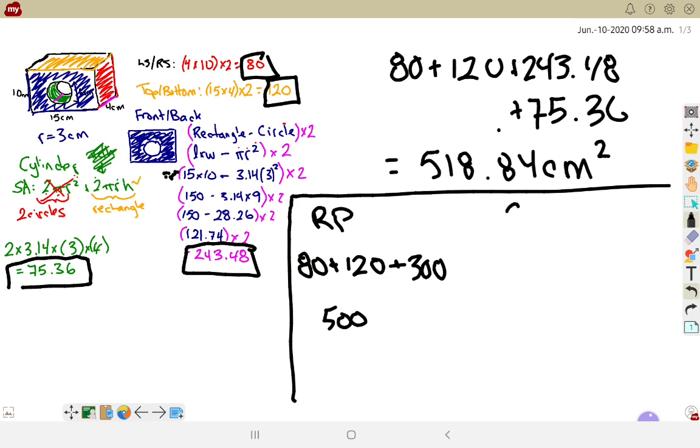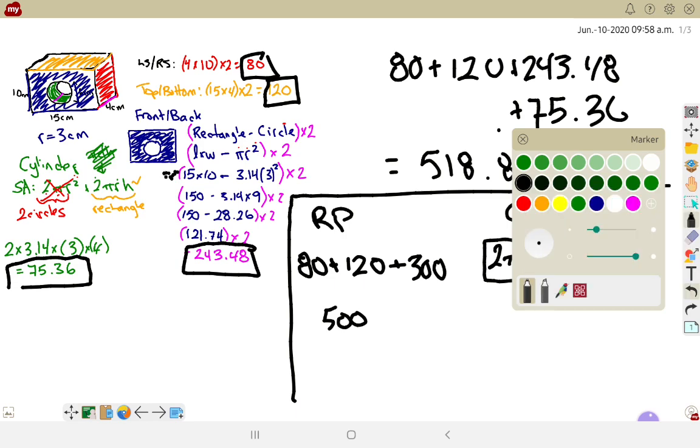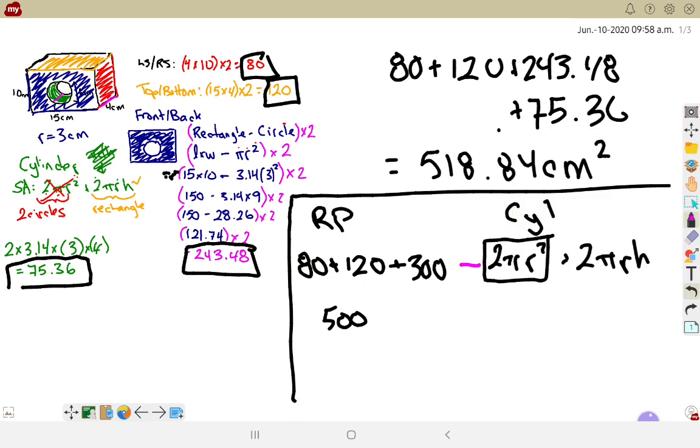For the cylinder, okay, the cylinder we said was 2 pi r squared plus 2 pi r h. But we're going to be taking away this 2 pi r squared part. So we have to do minus 2 pi r squared, but plus the 2 pi r h. So then you could fill in those 2 things separately. Okay, the 2 pi r squared would give you 56.52. The 2 pi r h is still 75.36.